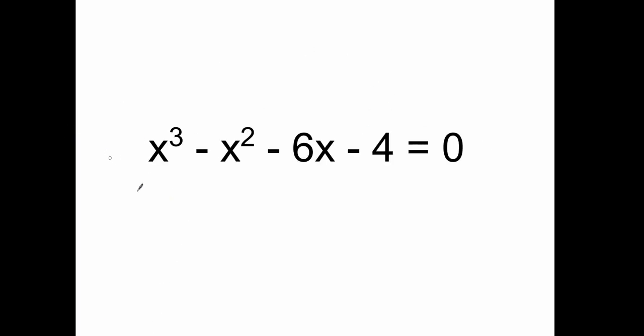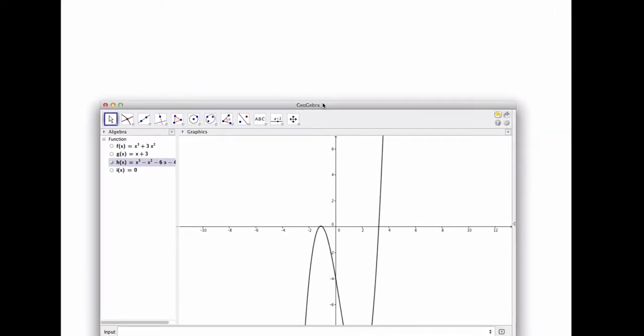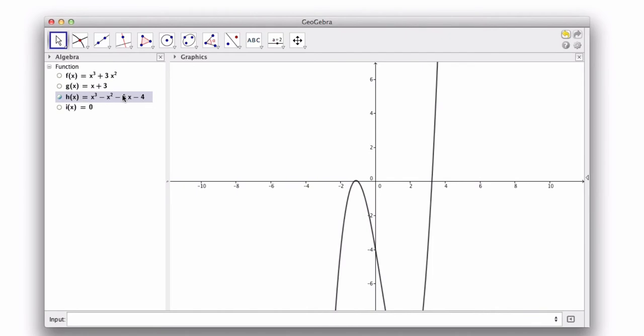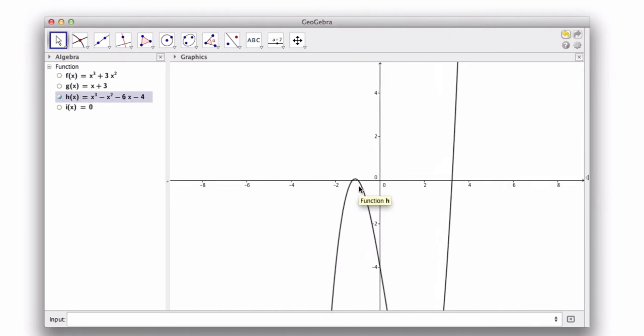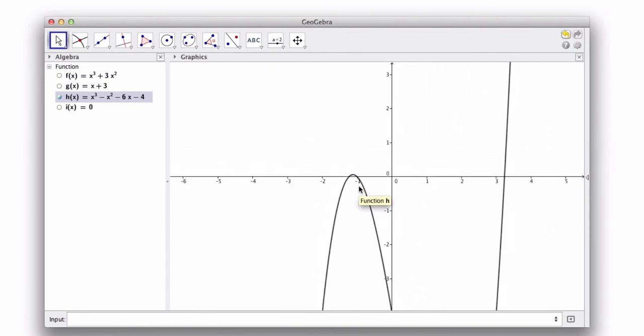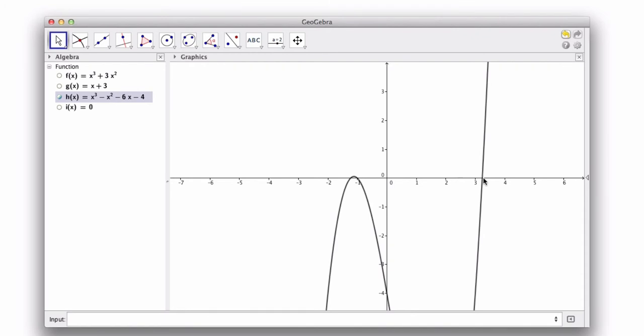Okay, so if you see an equation in this form, usually what you're doing is you're trying to find the zeros. You're finding the place that this side of the equation is equal to 0. So we're going to do that right now. Here's the graph of that function. Let me move this over a little bit so you can see. x cubed minus x squared minus 6x minus 4. And what we really want to know is, where does it cross 0? You can see here it crosses twice, and there it crosses once.